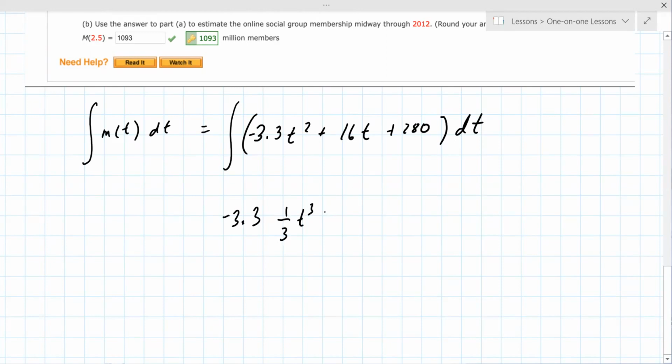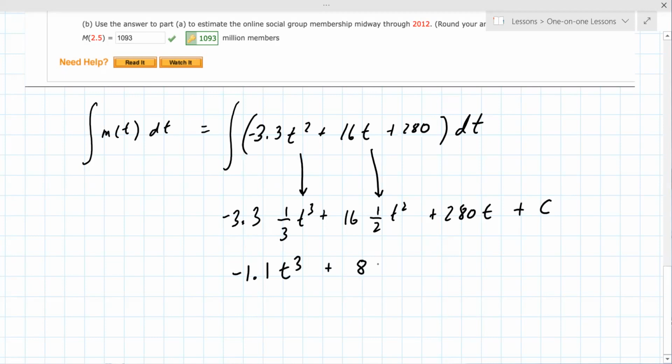So the minus 3.3 just comes with, and the t squared becomes 1/3 t cubed, plus, bring the 16 down, t becomes 1/2 t squared, plus 280t plus c. Okay, and then you can simplify these coefficients. So 1/3 of minus 3.3 is minus 1.1 t cubed plus 8t squared plus 280t plus c.